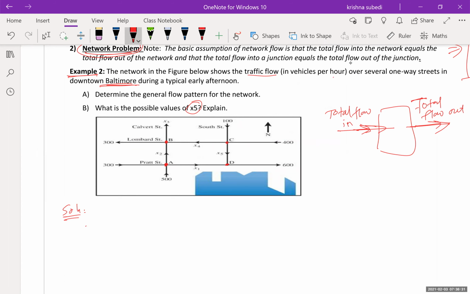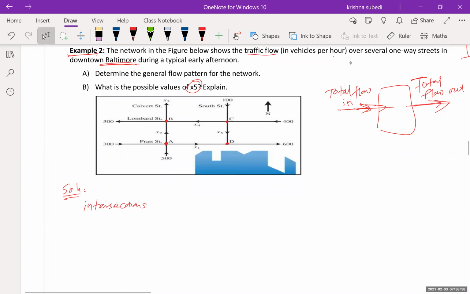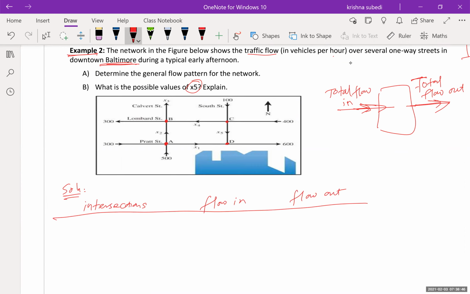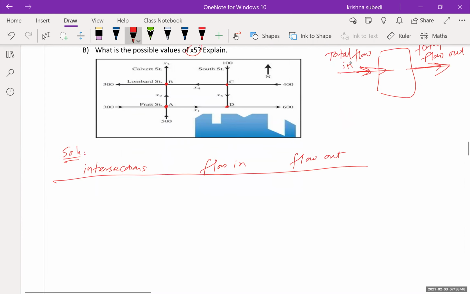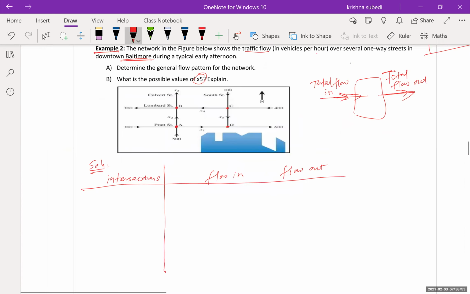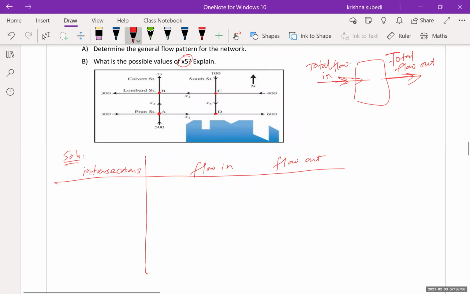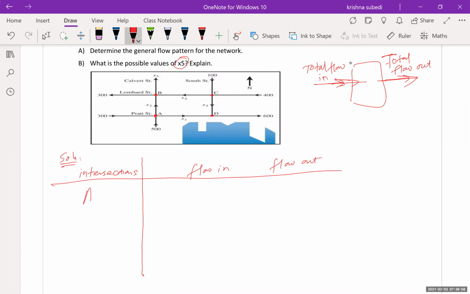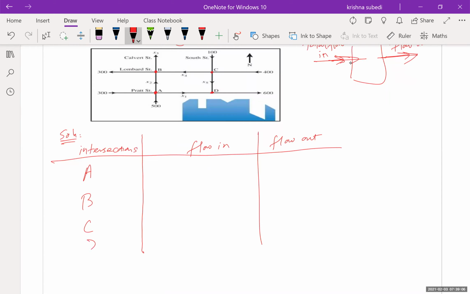So let me just make a table: intersection, and then flow in and flow out. So intersection A, B, C, D. There are 4 intersections, and then total.